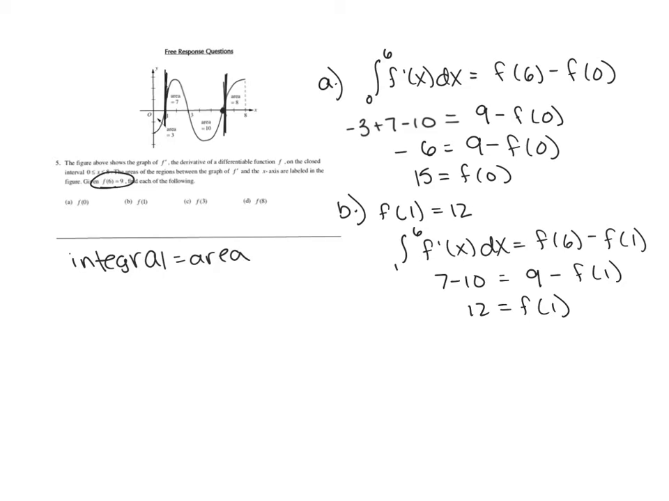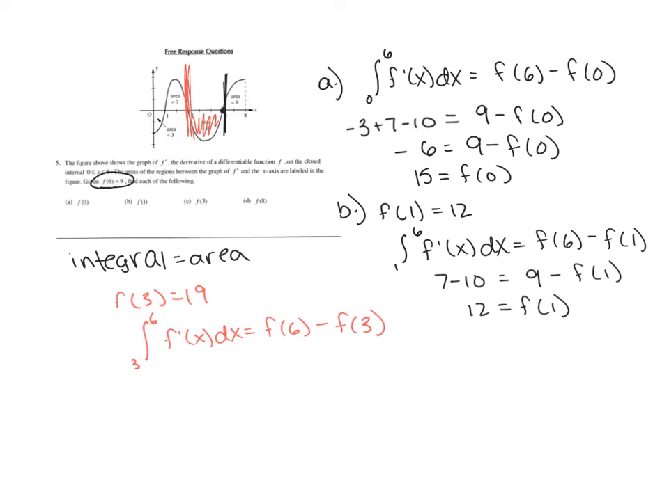Okay, so if you followed that, pause the video, try to get C on your own. The answer to C is going to be 19. So f of 3 is what we're looking for. So we get that we need the integral from 3 to 6. From 3 to 6, we're just taking this space in here.